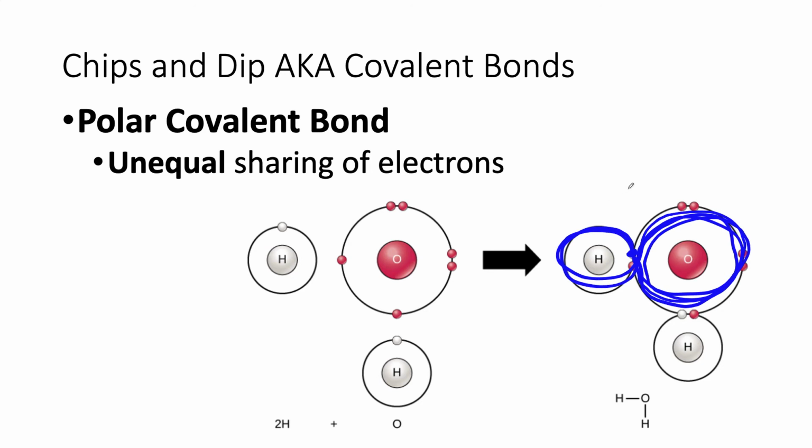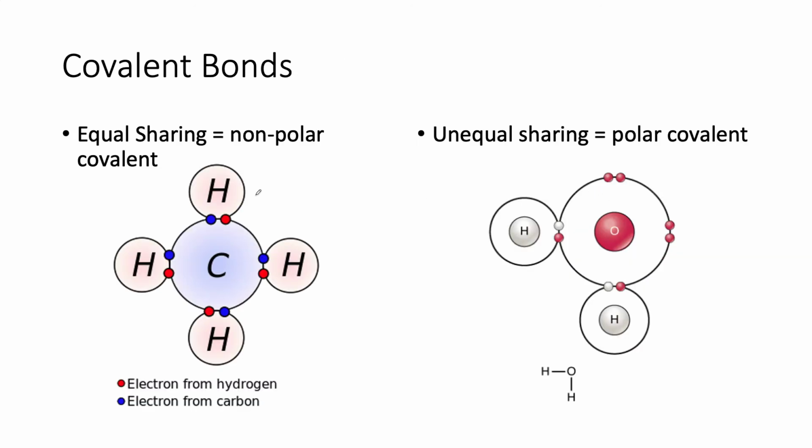And so you have these two types of covalent bonds. You have equal sharing, where everybody's sharing equally, and every time this electron goes around hydrogen, it's also going to go around carbon. And then you have unequal sharing, and that's called a polar bond. That's where the electrons are more often around oxygen than they are around hydrogen. So nonpolar is equal sharing. Everybody gets the same amount of chips and dip. Unequal sharing is when you're just really that much hungrier than the other guy, and you're just sort of taking all of the chips and dip.